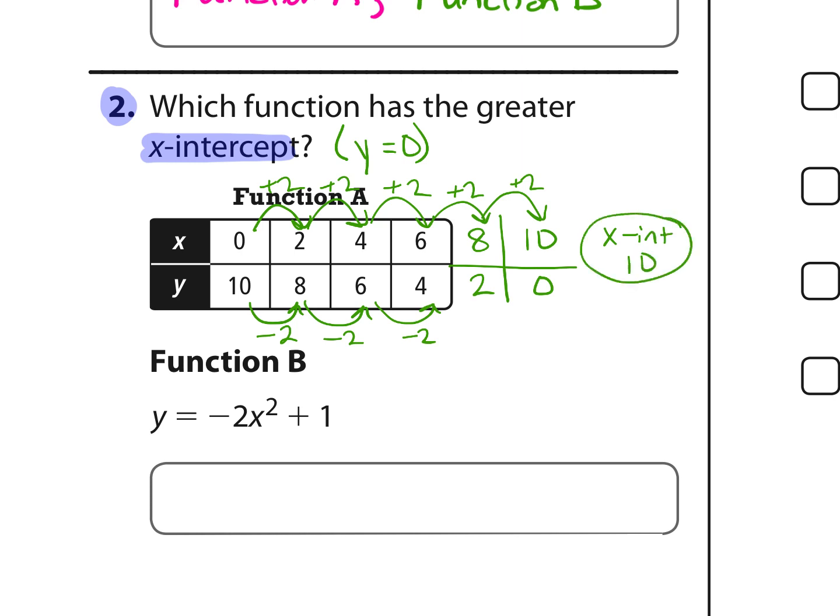For function b, we're going to see what the x-intercept is when y is 0. So I'm just going to plug into this equation, y equals negative 2x squared plus 1. We'll plug in 0 for y, and we want to solve for x. So let's start by noticing that we have this x term.